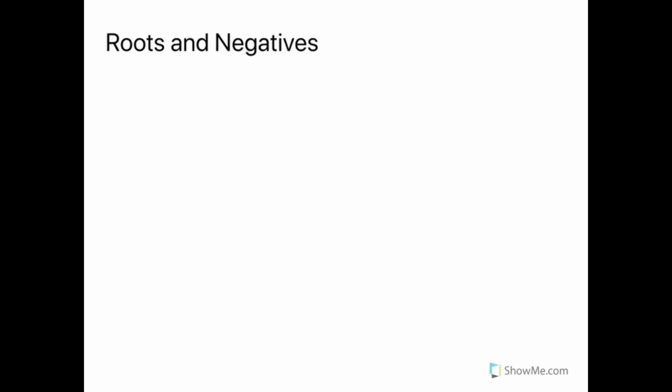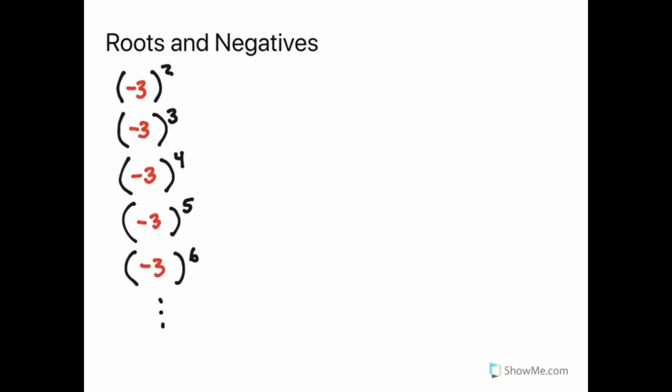Let's talk about roots and negatives for a minute. Let's begin by taking some powers of a negative number. If the power is even, then the negatives cancel out. Negative times negative makes positive. And so negative 3 squared is positive 9. Negative 3 to the 4th power is positive 81. Negative 3 to the 6th power, positive 729.